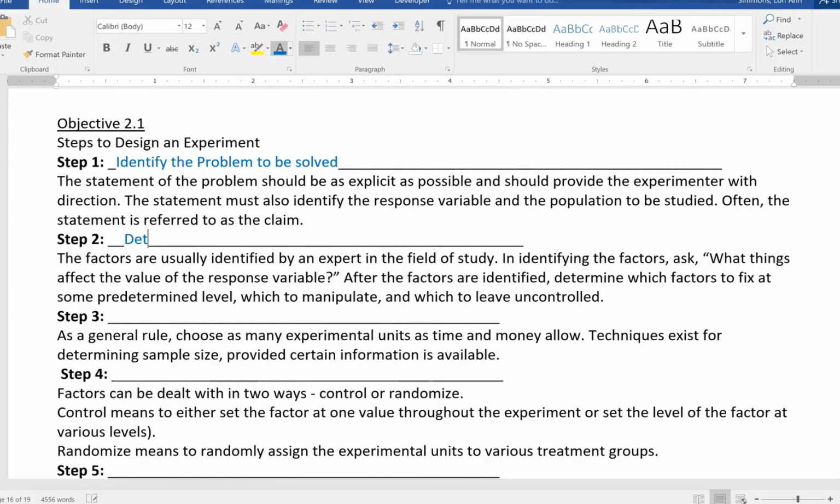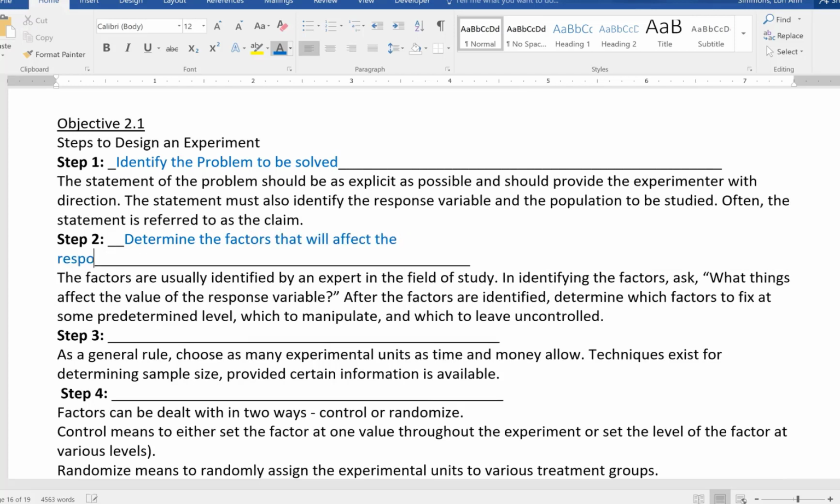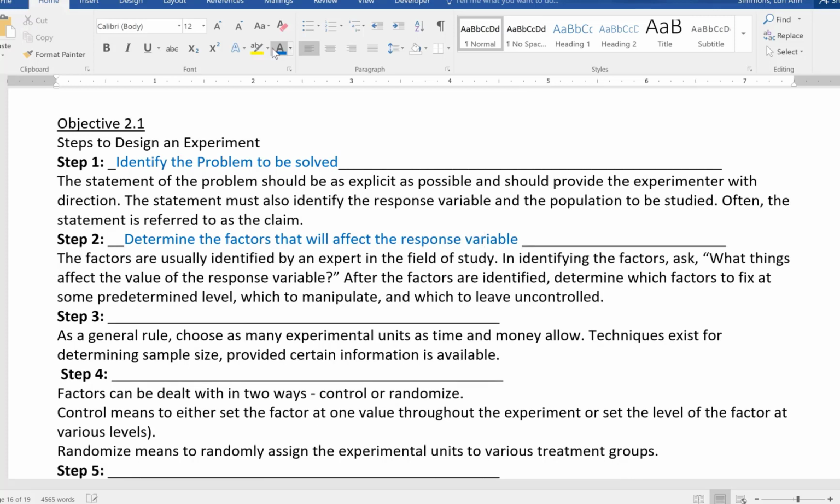Step 2 is determine the factors that will affect the response variable. The factors are usually identified by an expert in the field of study. In identifying the factors, ask what things affect the value of the response variable. After the factors are identified, determine which factors to fix at some predetermined level, which to manipulate, and which to leave uncontrolled.